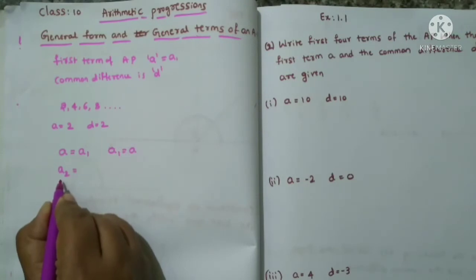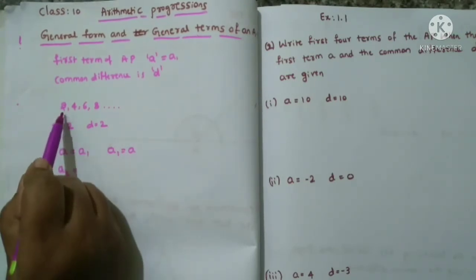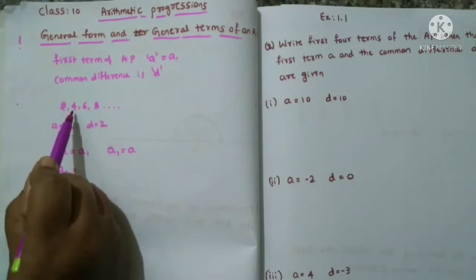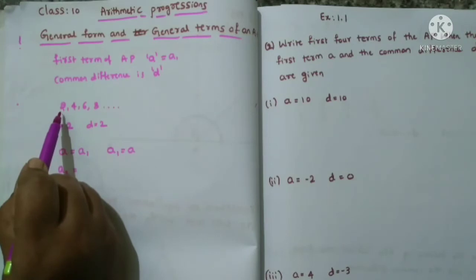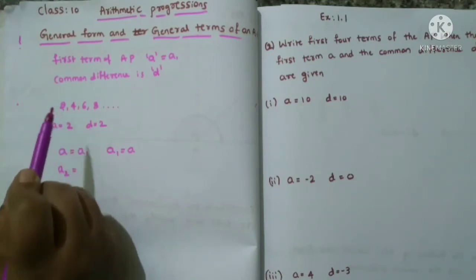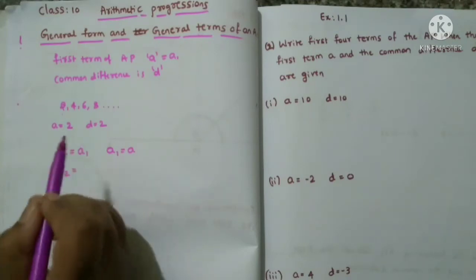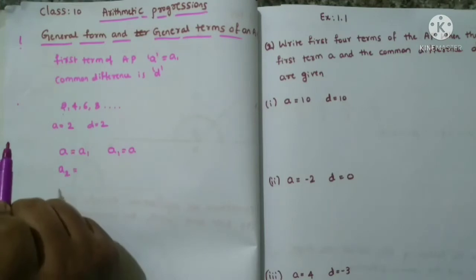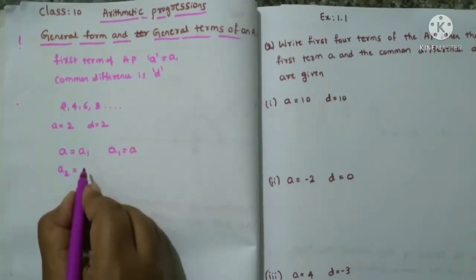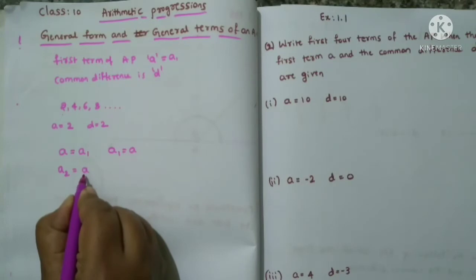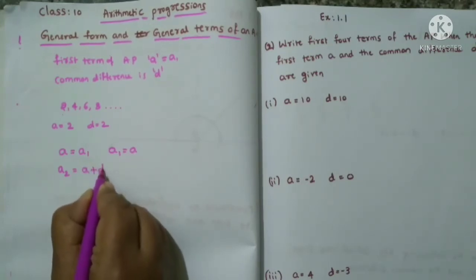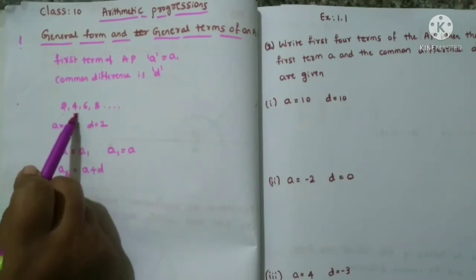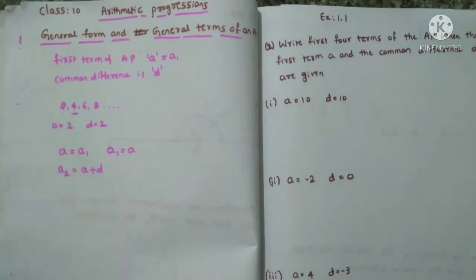The second term is A2. For the first term, if you add the common difference, you will get the second term. Understand what I am telling? The first term you can take as anything. To form an AP, if you are writing the general form, to get the second term you have to add the common difference to the first term. Then you will get the second term. See here, the first term is 2. If I add D, which is 2, you'll get 4. The second term we got. So A2 is equal to A plus D.